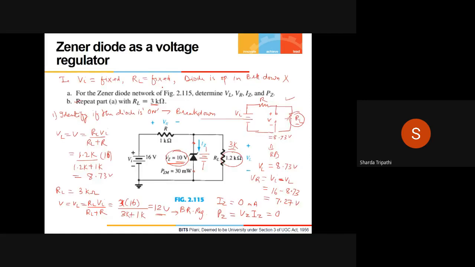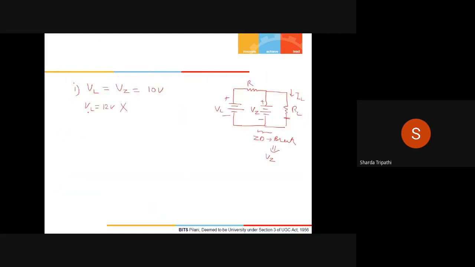10 volts. Yeah, Vz is 10 volts. So now the value of VL will be equal to 10 volts. That means by pushing this diode into the breakdown region, I have regulated the voltage across this load resistance to 10 volts, which would otherwise be 12 volts. So that's the first part.